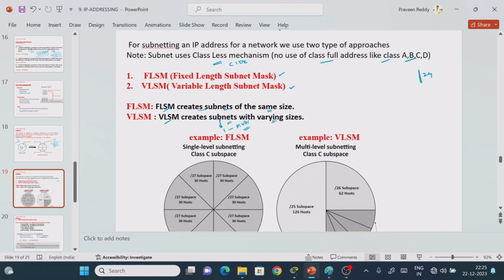Now if everything is the same size, then it is called fixed length subnet masking. If you divide depending upon our requirement, then it is called variable length subnet masking.